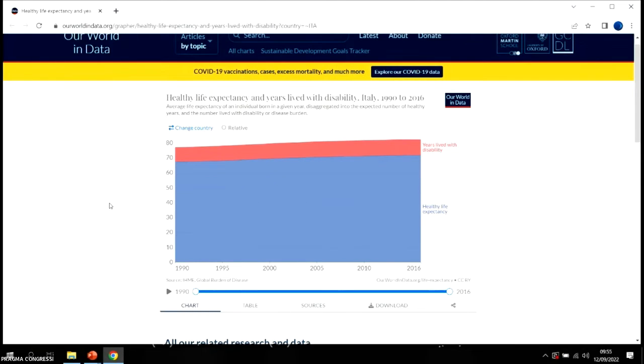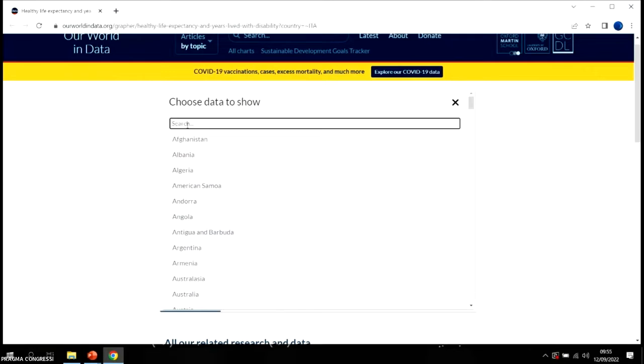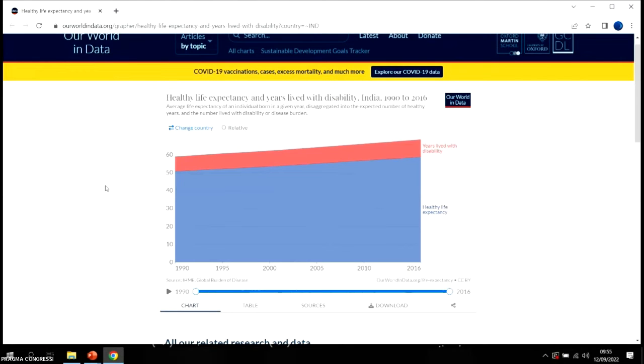So if you change country, just go to any country you want, I don't know, India. Again, you see life expectancy has increased, but the years that one lives with disability as a percentage has remained the same. So this healthy life expectancy is something that we're struggling to improve. We can improve the lifespan, but we can't improve the quality of life in those last few years of life. And so this is a problem that I think will become very important in the future.